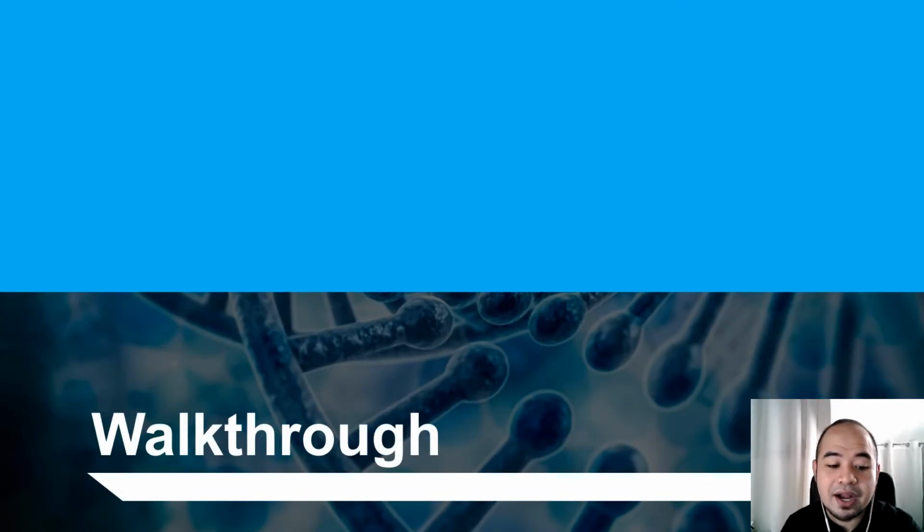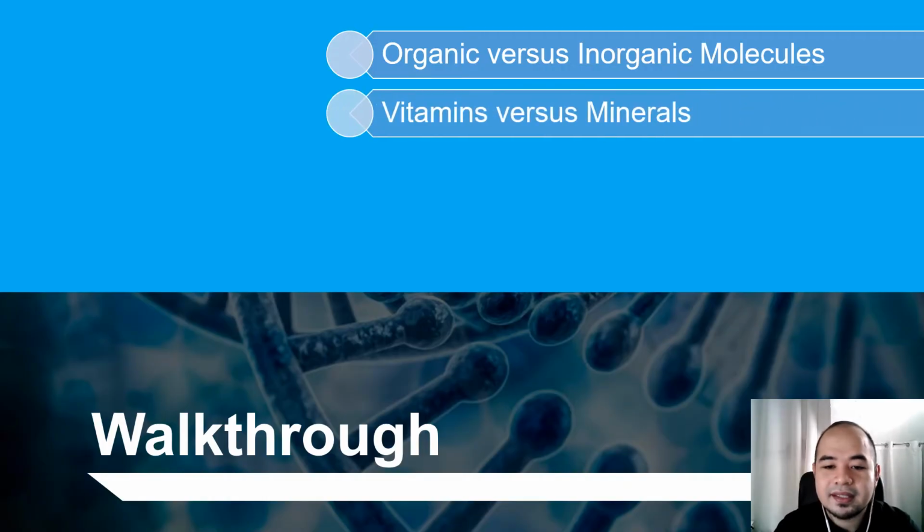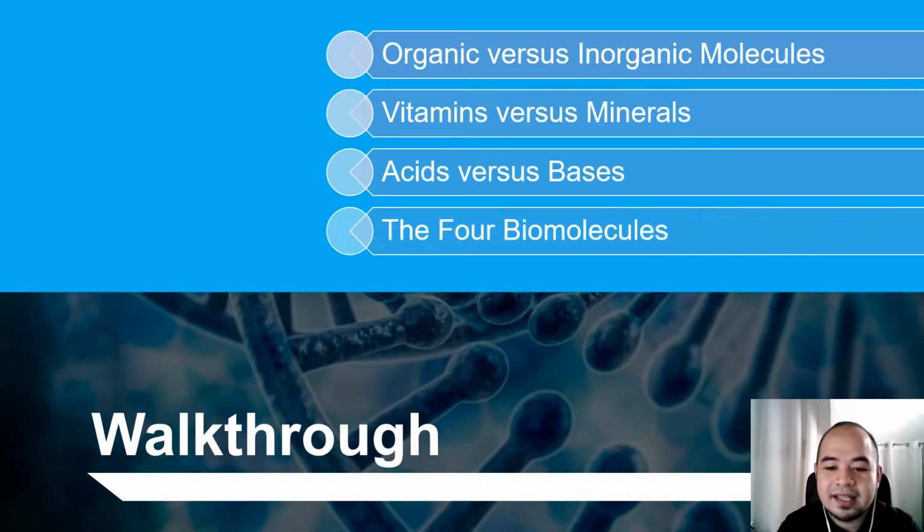The walkthrough for our discussion. First, we're going to discuss the difference between organic and inorganic molecules. Another, we're going to differentiate the difference between vitamins and minerals. Is there really a difference? And then we're going to differentiate acids and bases, which of course I know you're very familiar with this already. We just need, or I just feel the need to discuss this because definitely throughout our discussion in biology, we're going to deal with these terminologies. And then lastly, we're going to discuss the four major types of biomolecules.